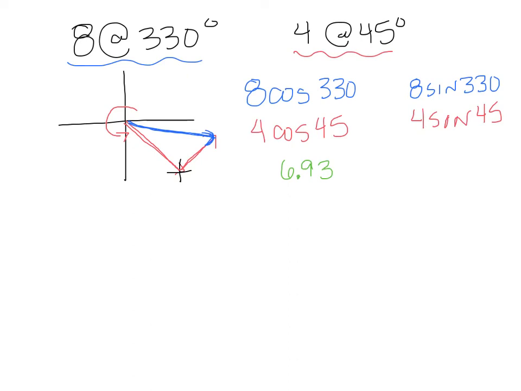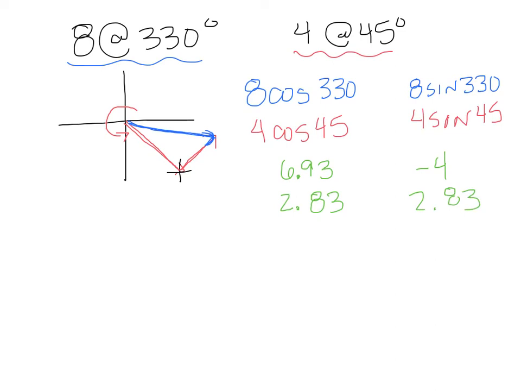And that is going to get me -4. What a nice number. We can do the same thing for the second vector. We're going to do 4 cosine of 45 degrees, and that's going to get us 2.83. And then we're going to do 4 sine at 45 degrees, and that is going to get us another 2.83.